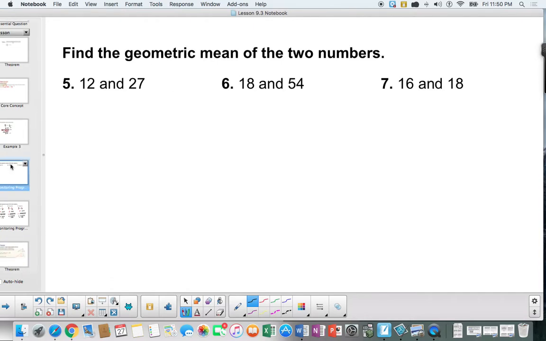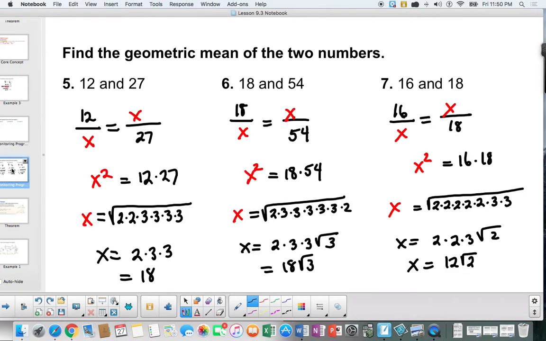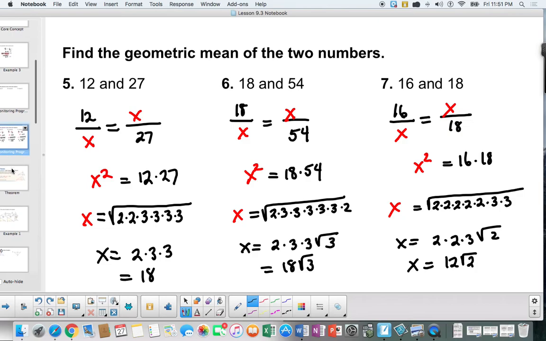Now your turn to try. And here are the answers. Again, setting up the proportion and then multiplying across and then trying to simplify the square root.